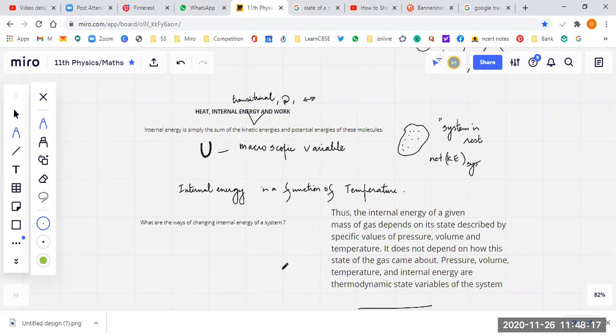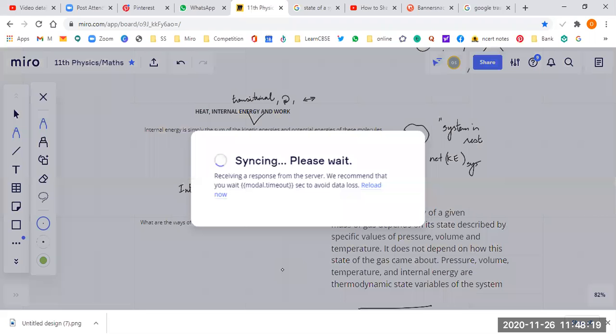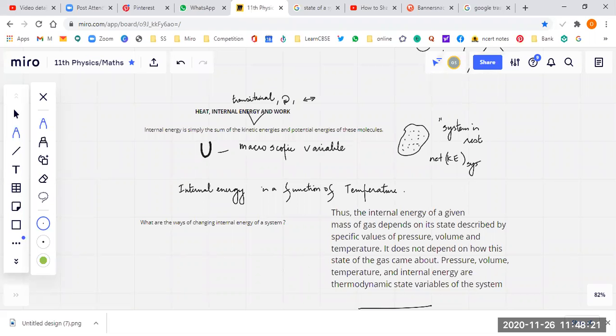So suppose I have taken a system of some gas. Now it has some finite number of molecules. Now, guys, these are the molecules. All the molecules will have potential energy and they will have kinetic energy also. But yesterday we studied that thermodynamics does not go to the microscopic level. It explains everything on the macroscopic level. But we know that every molecule or every atom in this gas has some kinetic energy and some potential energy.